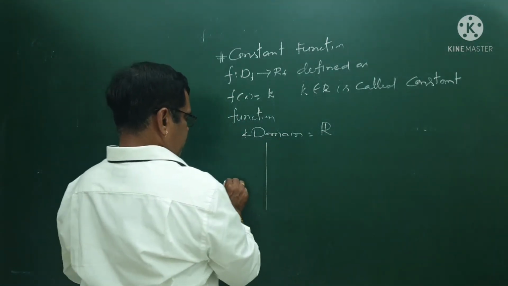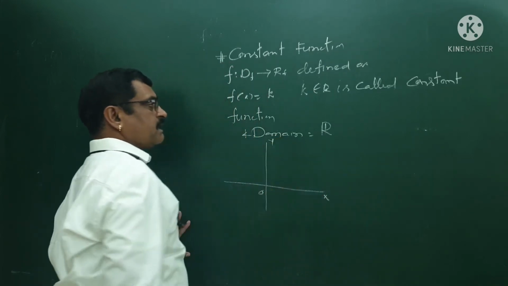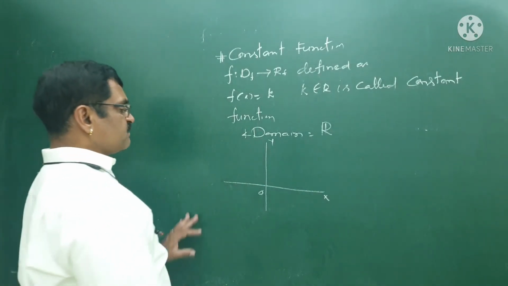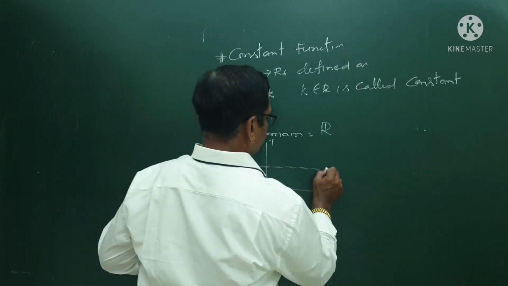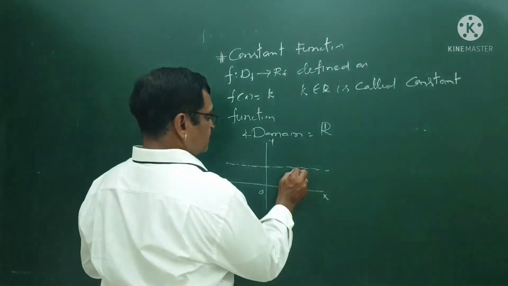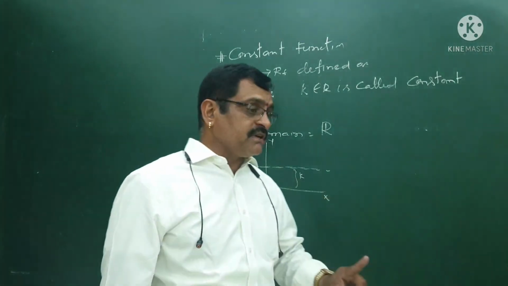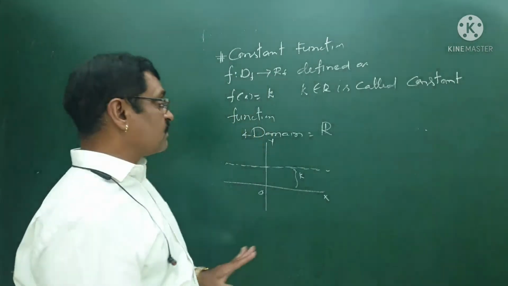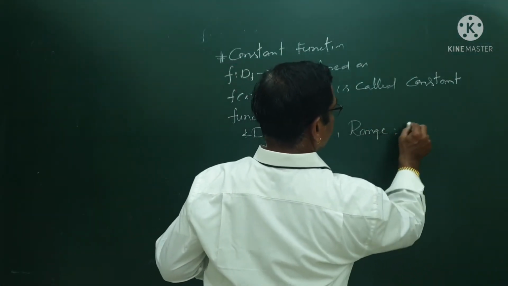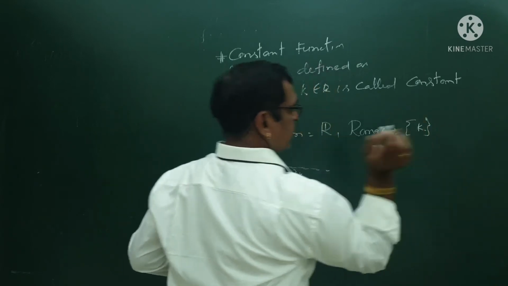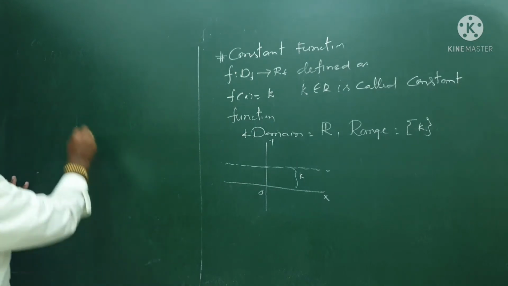For that, I take the help of the graph. f of x is equal to k. If k is positive, my graph will be like this, and this distance is equal to k units. Therefore, for all values of x, it produces only k. Therefore, my range will be the singleton set {k}.